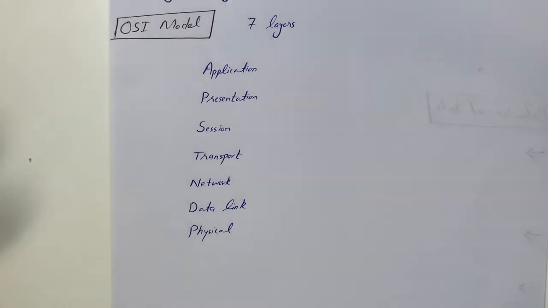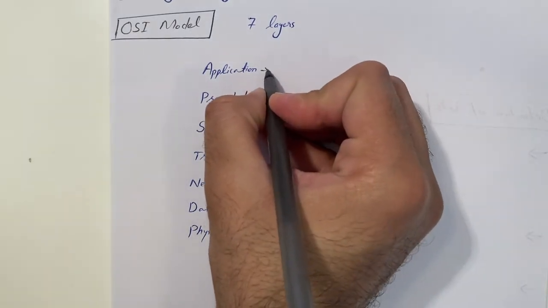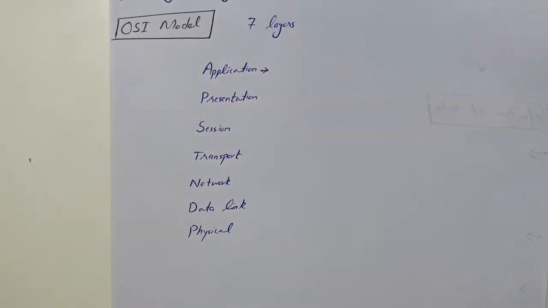So starting with our application layer, because I believe it will make more sense and be easier to digest and understand. The application layer, as the name suggests, includes all the applications installed in our computer through which the user can interact. For example, Google Chrome, for example, Microsoft Word. So the application layer includes all the software, the user applications, user defined software.